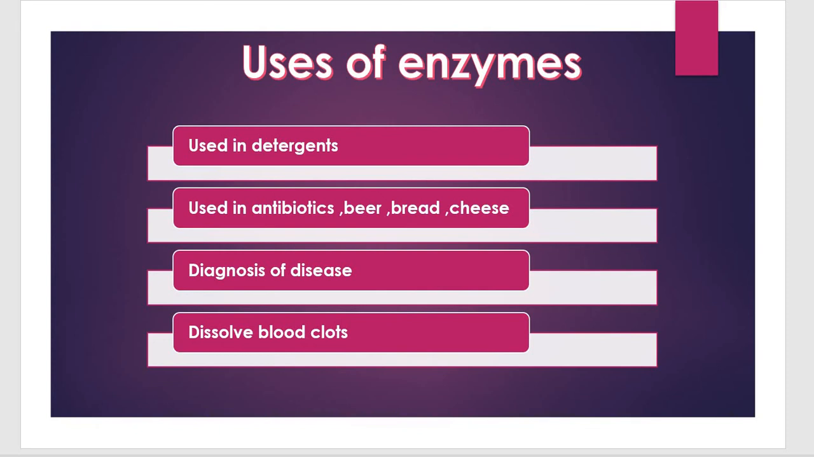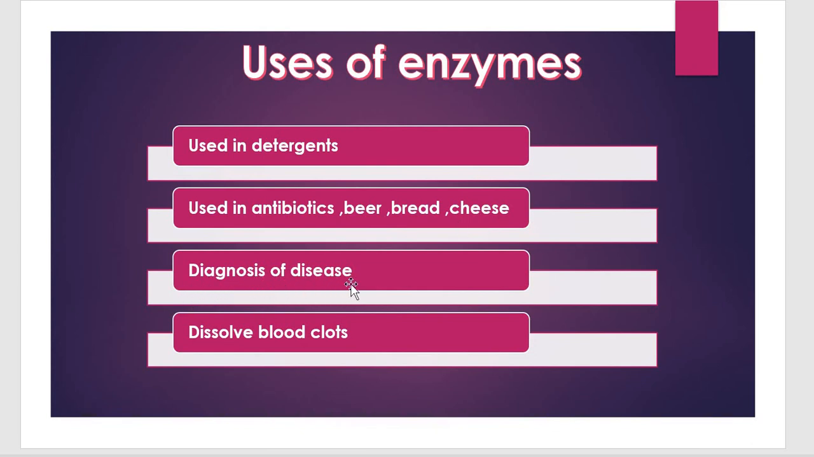Now, what are the uses of enzymes? Already we have discussed. Enzymes are used in detergents. All detergents do not contain enzymes, but some detergents contain enzymes that break down protein matter, which is deposited as perspiration, or the food items, or the oil dirt, that can be decomposed easily if the enzymes are present in detergents. Enzymes are used in making of antibiotics, beer, bread, cheese, vinegar, etc. During the formation of antibiotics, beer, bread, cheese, enzymes can speed up the reaction. Enzymes can perform the reaction easily.